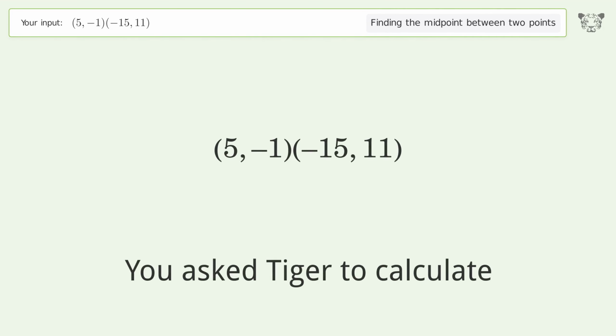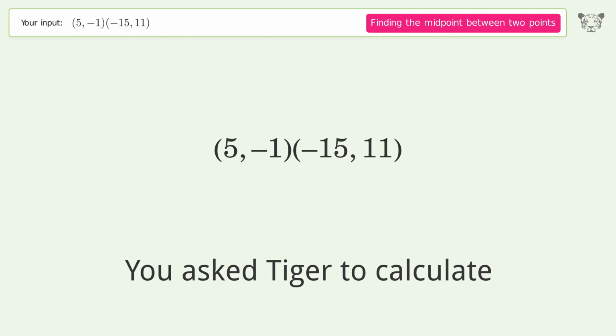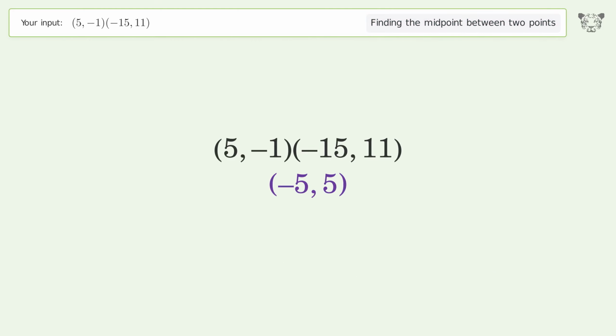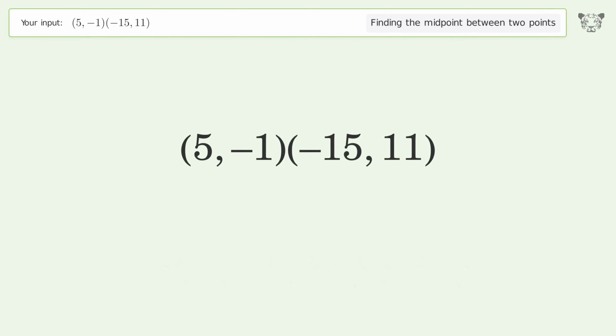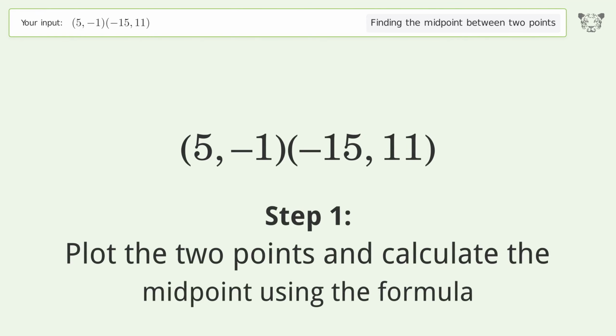You ask Tiger to calculate. This deals with finding the midpoint between 2 points. The midpoint between the 2 points is -5, 5. Let's solve it step by step. Plot the 2 points and calculate the midpoint using the formula.